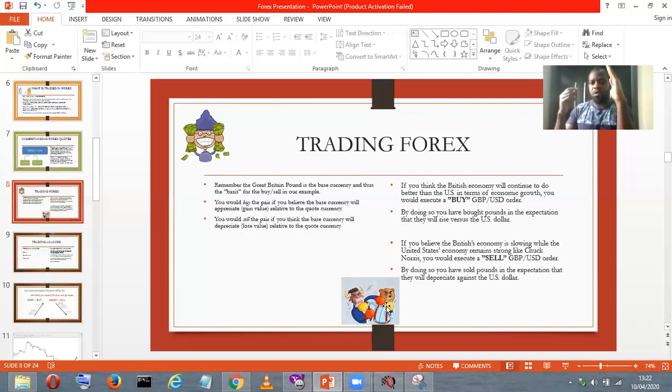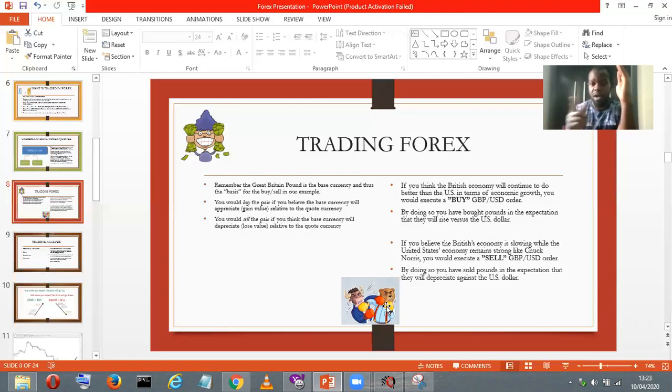Now, Donald Trump might come out and make a tweet that shows that the US dollar is getting strong. Maybe their manufacturing industry, or perhaps news comes out that they've been able to find a vaccine against coronavirus. So the US is rolling out their manufacturing industry. Everything is working out fine in the US, whereas the Great Britain pound is still struggling with coronavirus. What does that mean? That means the US economy is going to do better than the Great Britain economy.